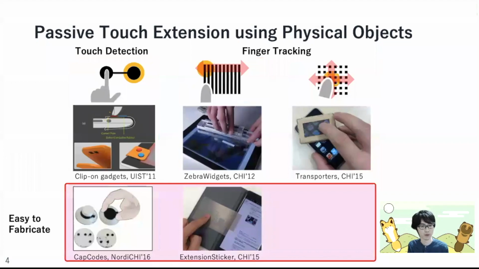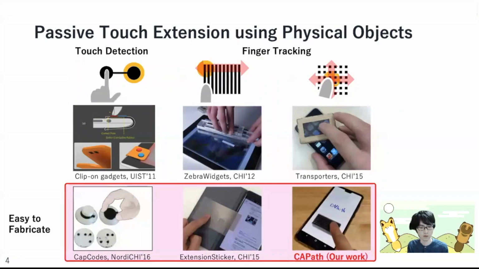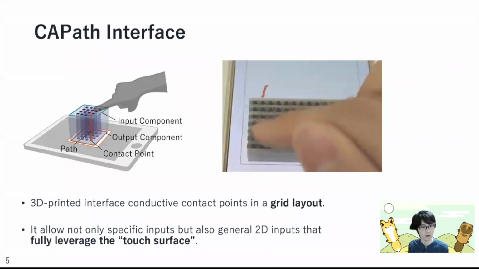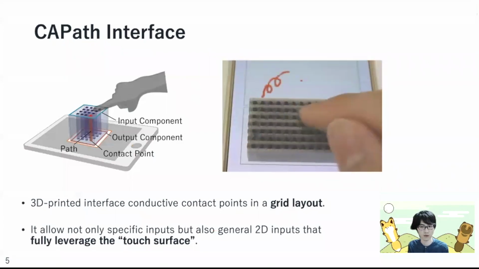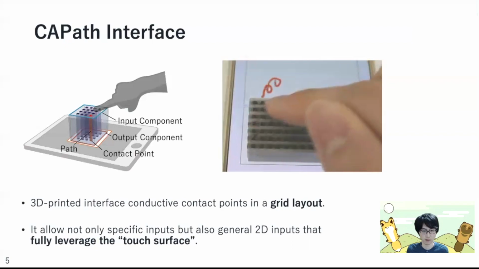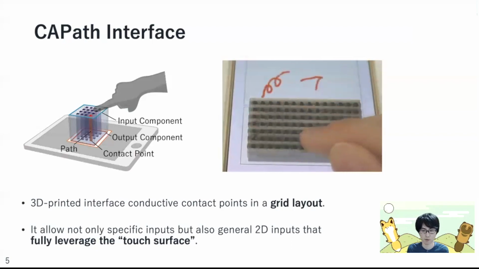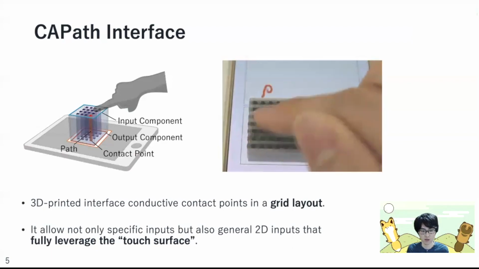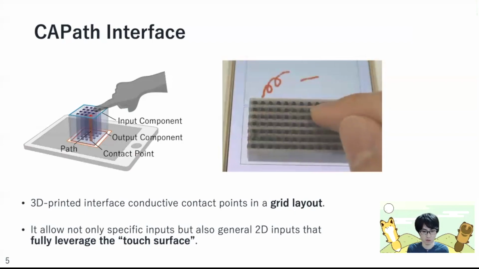Some of the previous work intended to contribute end-user fabrication for the customized touch interfaces. In this work, we also contributed to the fabrication pipeline of touch interfaces. We propose CAPath, the 3D printed interface with multiple conductive points in a grid layout. It can be attached or placed on touch devices to realize various types of 2D inputs, including pointing and multi-touch gestures without active sensors or batteries.